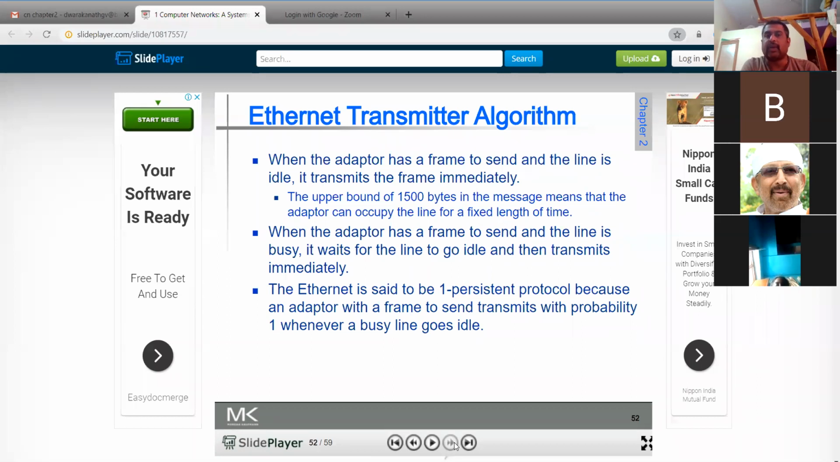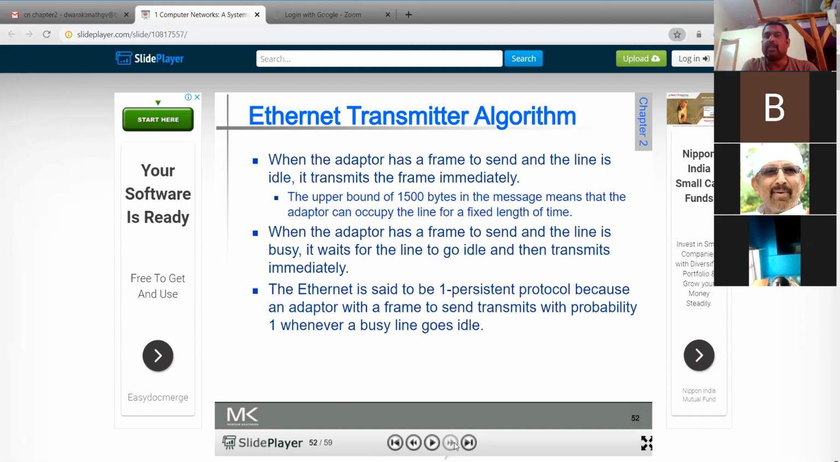When the adapter has a frame to send and the line is idle, it transmits the frame immediately. First, the adapter has a frame to send, so it will check whether the line, the channel, is idle or not. If the channel is idle, with no one else using it, then it transmits the frame. The upper bound of 1500 bytes in a message means that the adapter can occupy the line for a fixed length of time. That is, the entire 1500 bytes should be sent. The line will be held for the particular time by that particular sender.